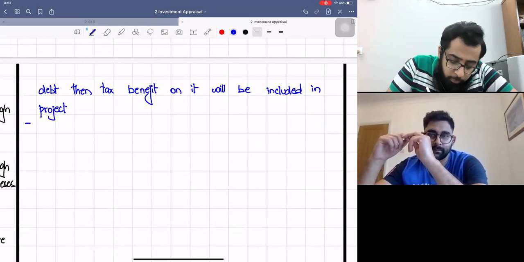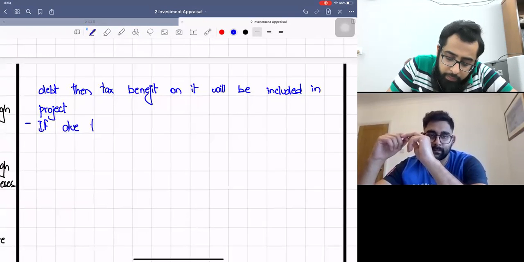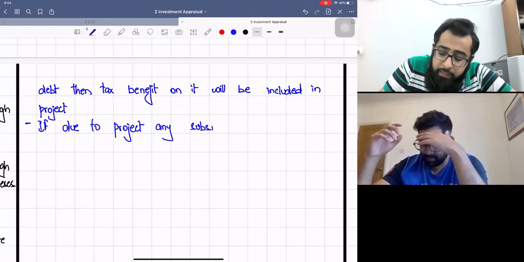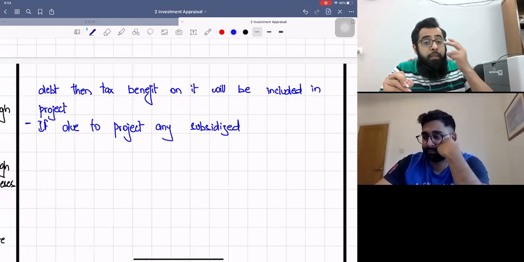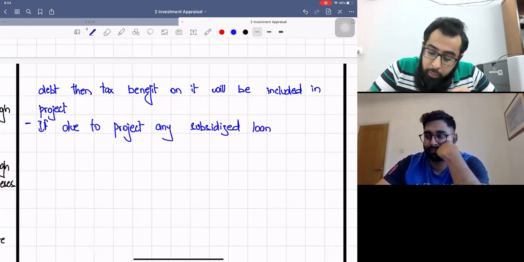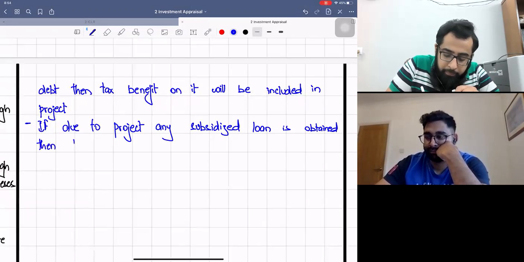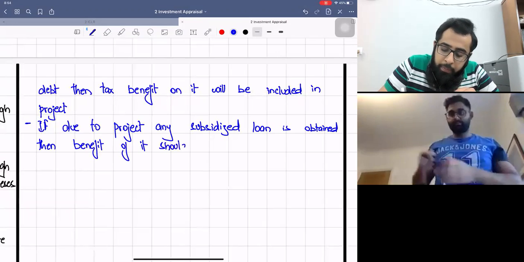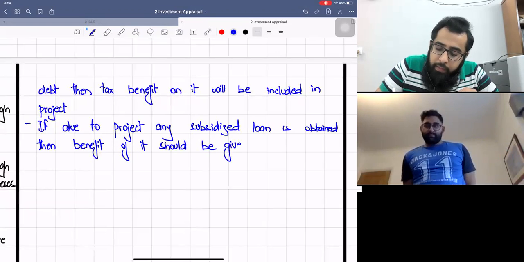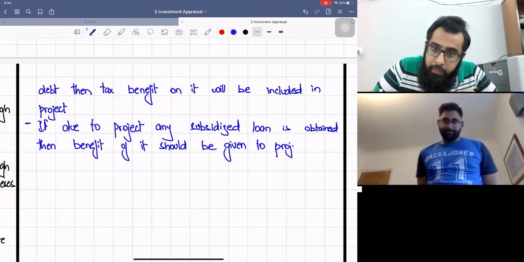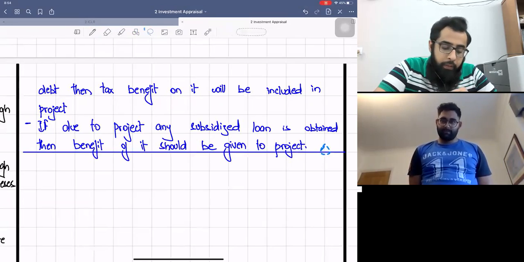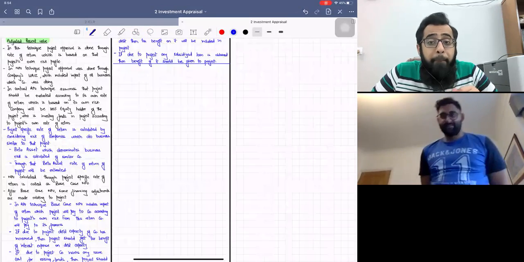One last thing, if due to the project any subsidized loan is obtained, then the benefit of it should be given to the project. Okay? So, before moving towards the question, let's revise it. This is a bit tricky.